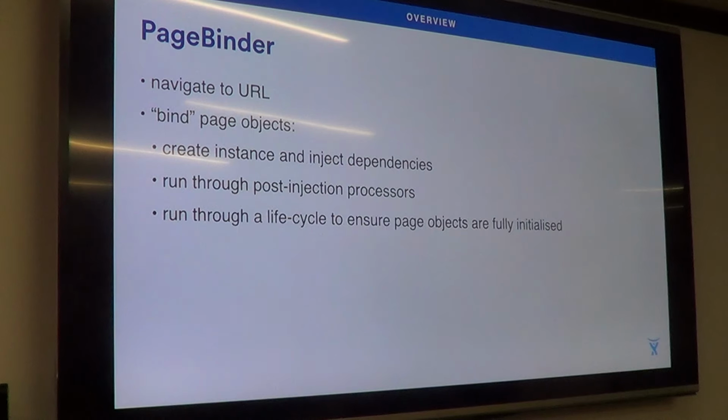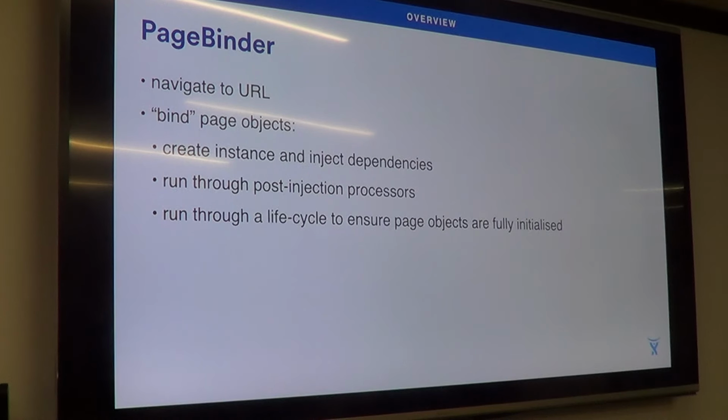So page binder, that's the thing that represents your dependency injection context that allows you to bind page objects. One thing it does is navigate to a URL, but you don't really have to use it directly. You can use the tested product method visit to do that. And the big thing it has is this bind method, which allows you to create page objects and do some extra stuff with them.